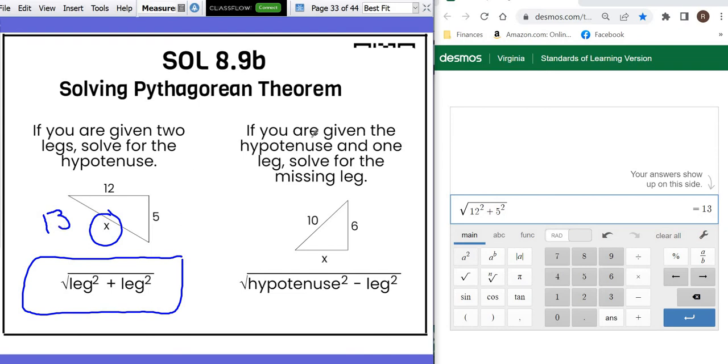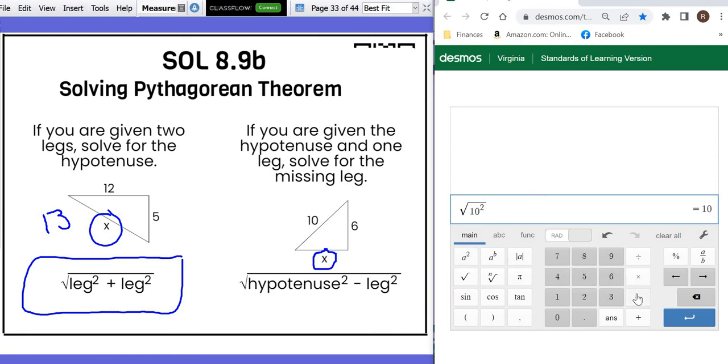Now let's look at this second example here. If you are already given the hypotenuse and a leg, you have to solve for a missing leg. Okay? Again, you're going to use the key. That key is the square root or the radical symbol. And when you are missing a leg and you have a hypotenuse and a leg, your hypotenuse, the longest side across from the right angle, has to go first, 10 squared.